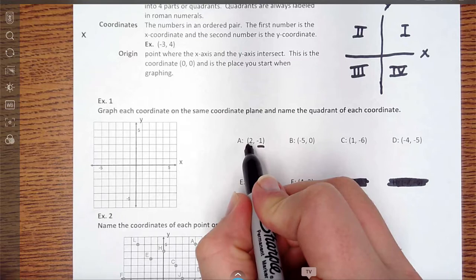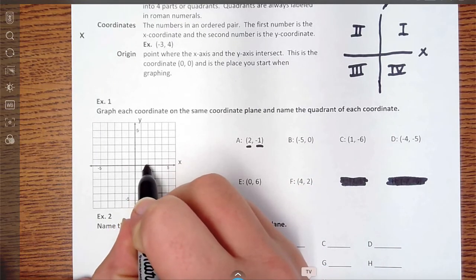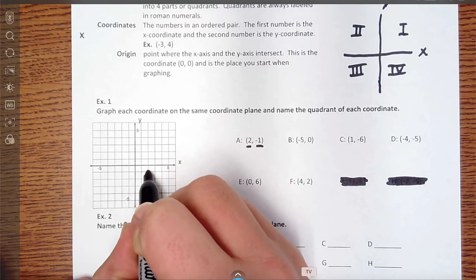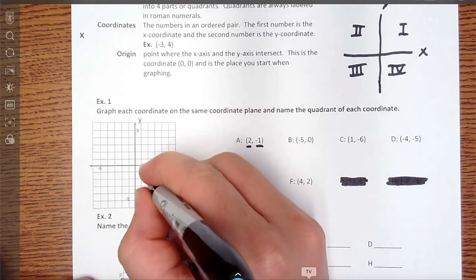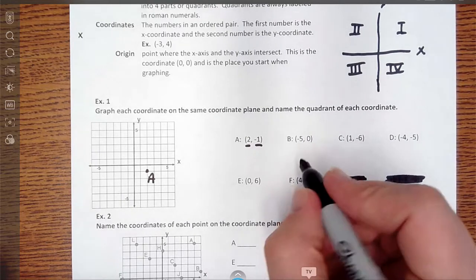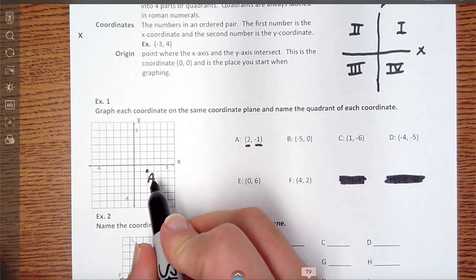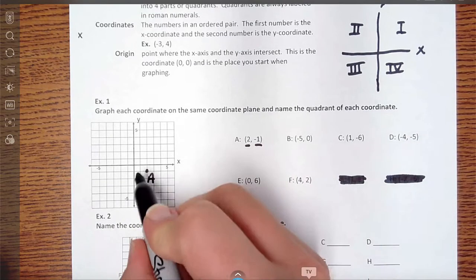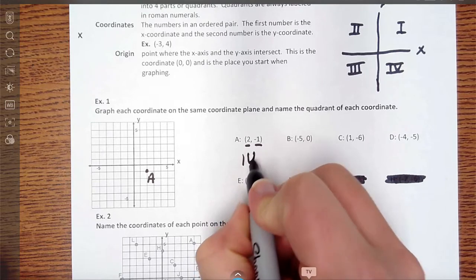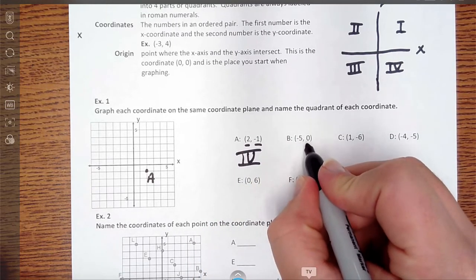So +2, a positive number, is to the right. I go over 2 from the origin: 1, 2. And then -1, so down 1, and that is A. Then what quadrant is that in? I'm going to look up here, and that is in quadrant 4. Roman numerals, IV.